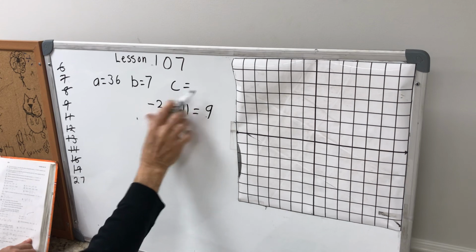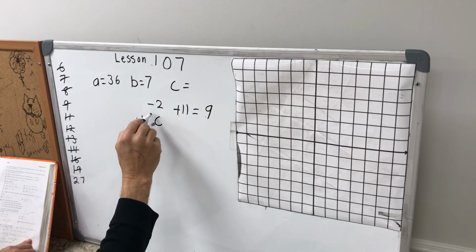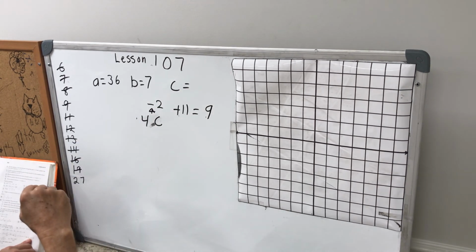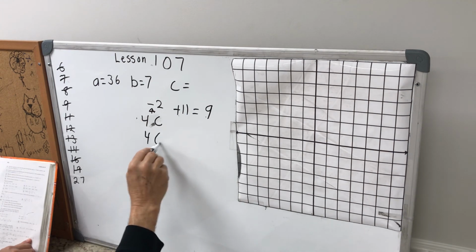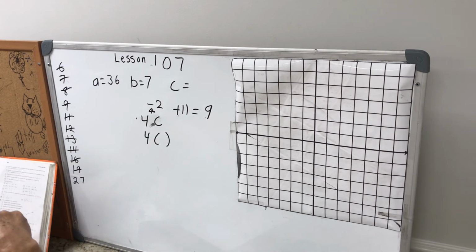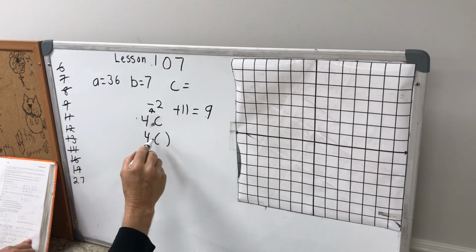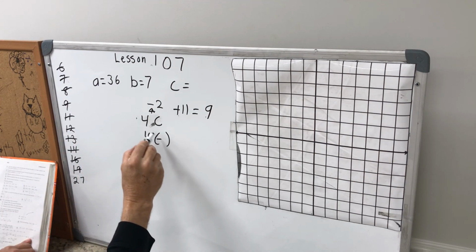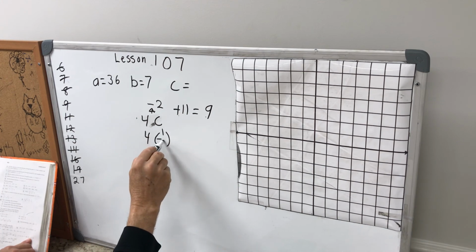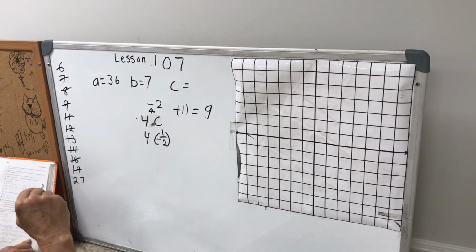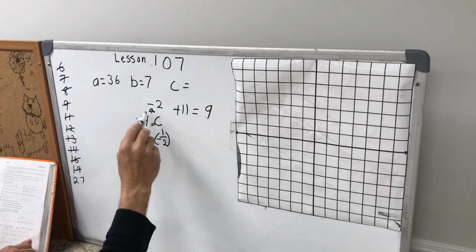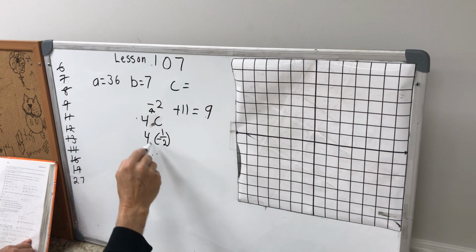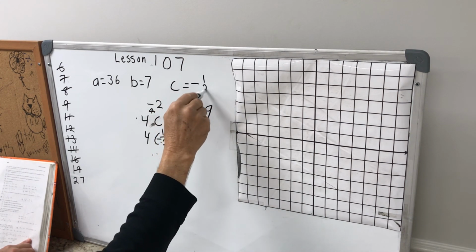Okay, so our 4C has to equal negative 2. 4 times what is going to make us equal negative 2? Can you think through that a bit? 4 times, I'm going to suggest a negative, to make this a negative, and how about a 1/2? 4 times negative 1/2 does equal negative 2, just like that. So, what is C? Negative 1/2.